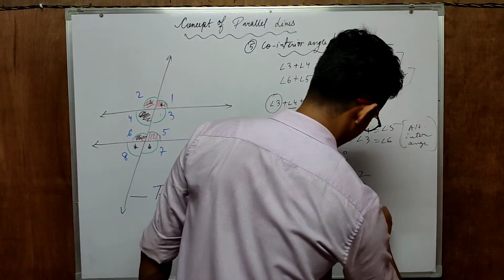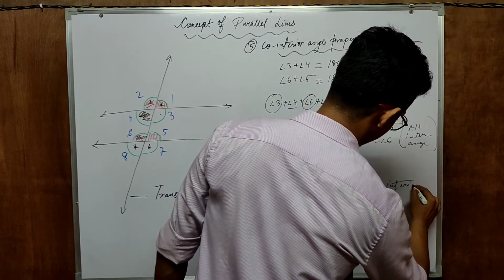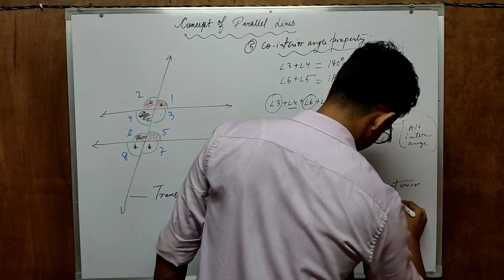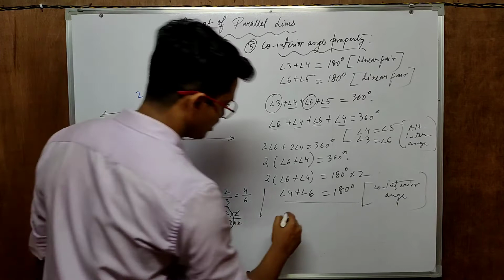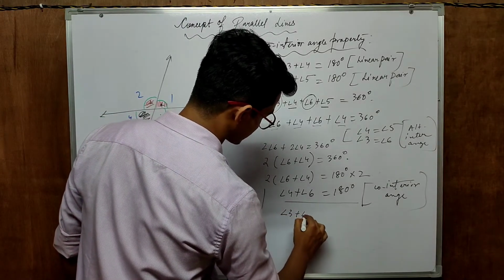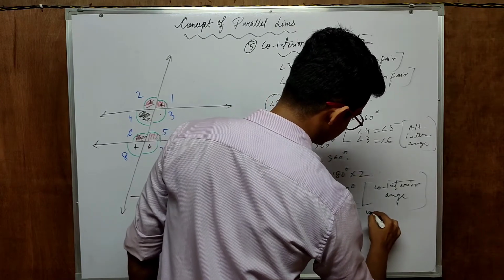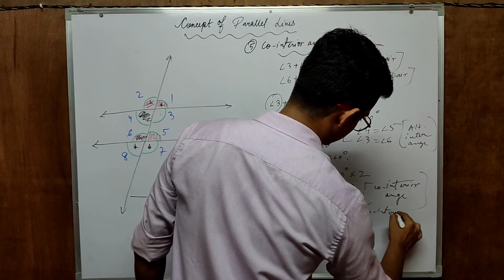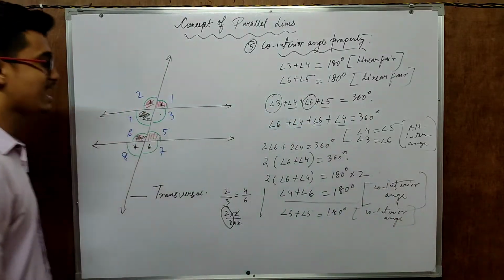that we know as co-interior angle. The same process will repeat for 3 and 5 as well. So for 3 and 5, angle 3 plus angle 5 equal to 180 degrees, that is also a co-interior angle, right?